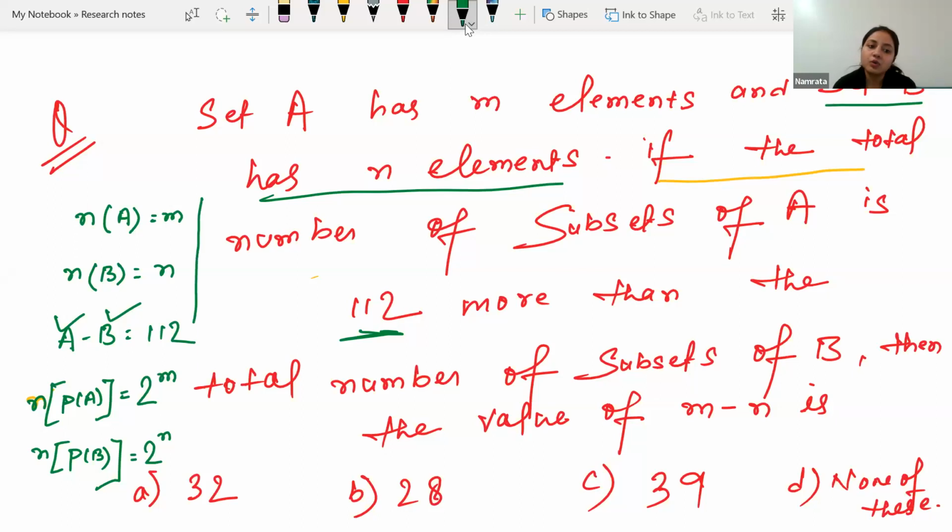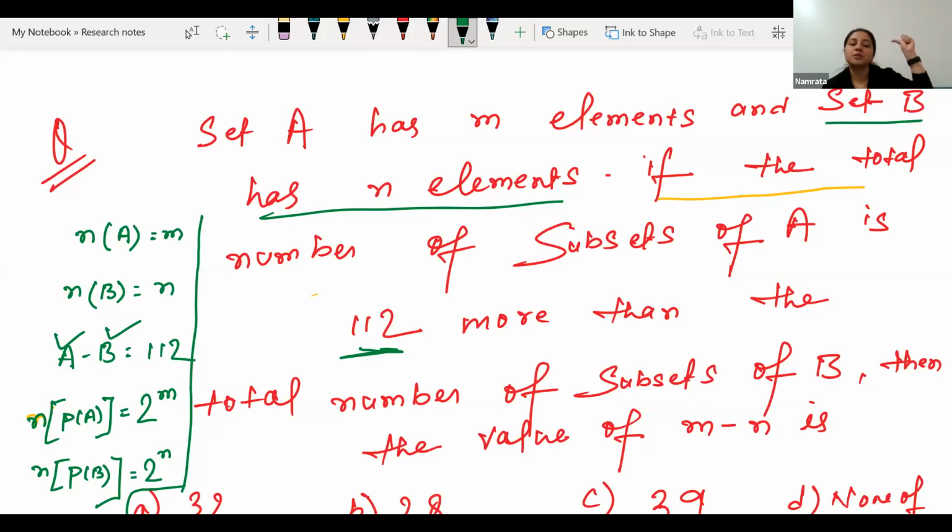That's what we have learned now. How to write the number of elements of the power set: 2 raised to the power of the number of elements the set has. If A has m elements, then 2 raised to the power m is that many subsets we can generate from set A, and that's called the power set. Am I making sense to all of you?